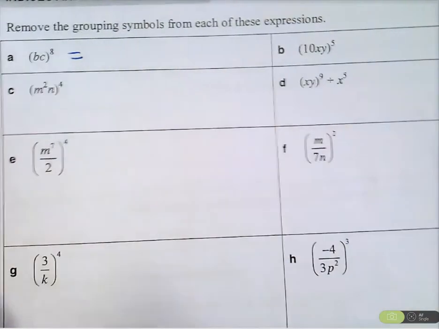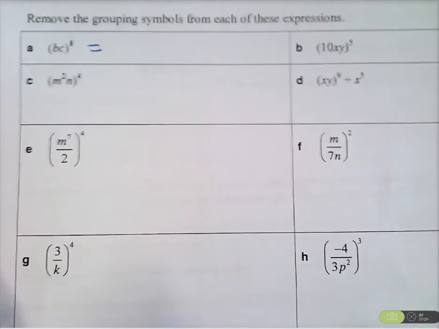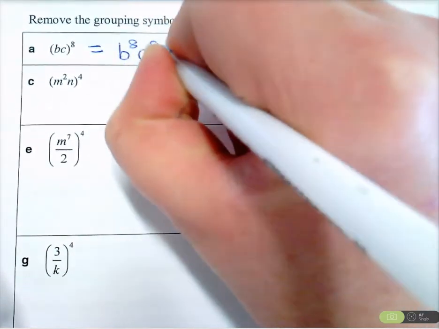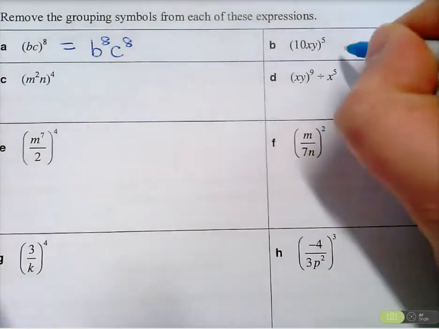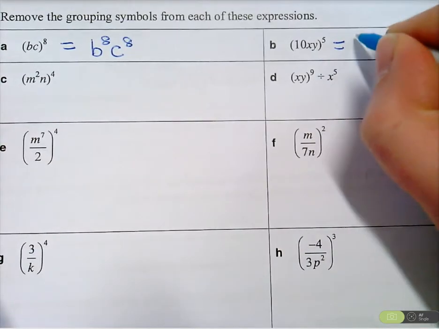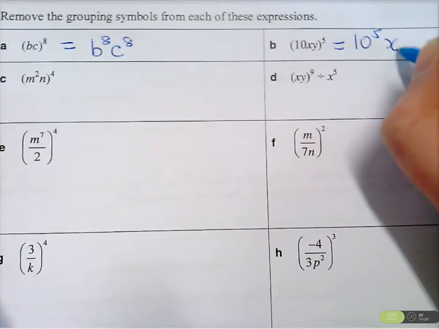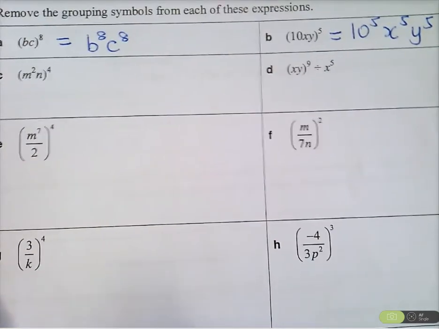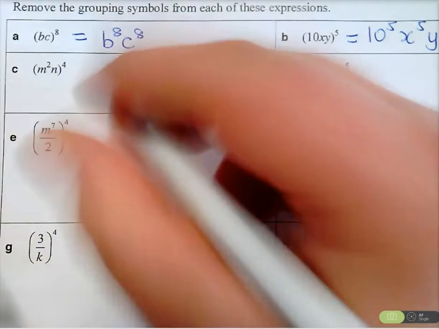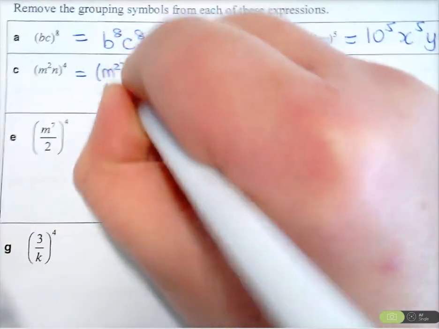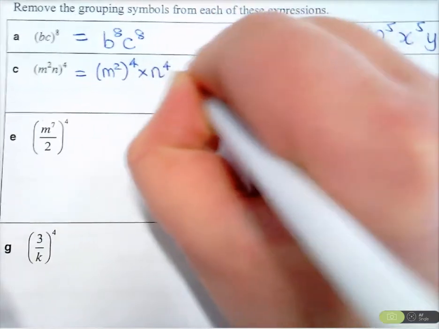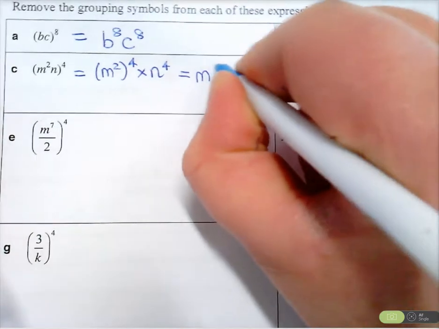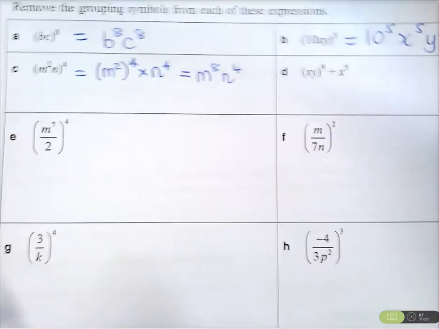Are we ready? What do you think, girls? First one. They're both to the power of 8. What do you get? B to the power of 8, C to the power of 8. Next one. 10 is to the power of 5. X is to the power of 5. Y is to the power of 5. Okay, girls, everything here is to the power of 4. So the m squared is to the power of 4, and so is the n. What do you get? M to the 8 times n to the power of 4.